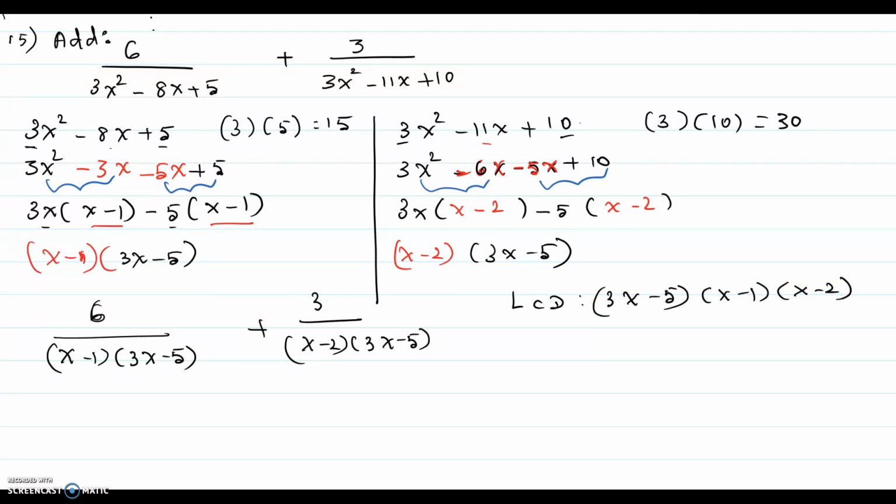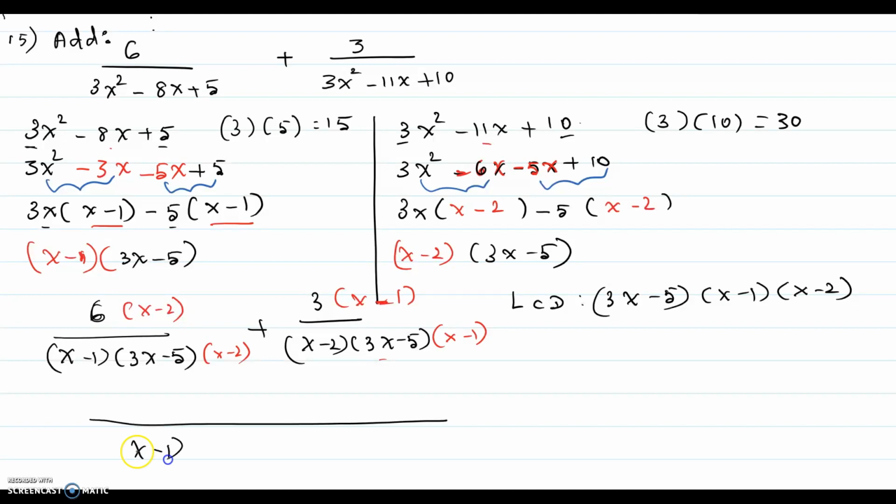Now you have to adjust the two denominators to become the LCD. So in the LCD, if you look at the denominator of the first, x minus 2 is missing. So multiply the numerator and the denominator by x minus 2. In the second denominator, x minus 1 is missing. So multiply the numerator and the denominator by x minus 1. Now write the denominator, x minus 1, 3x minus 5 times x minus 2.